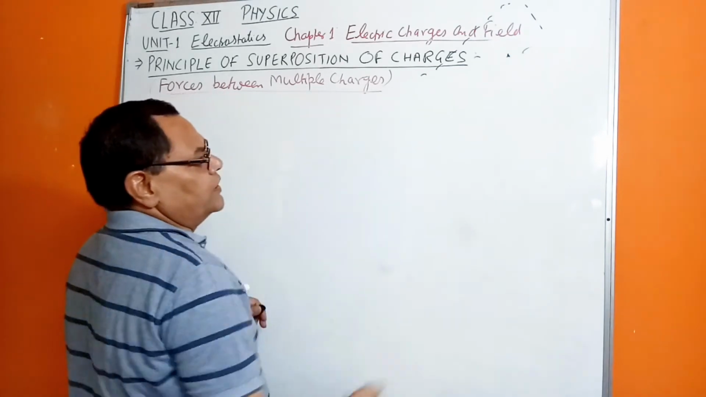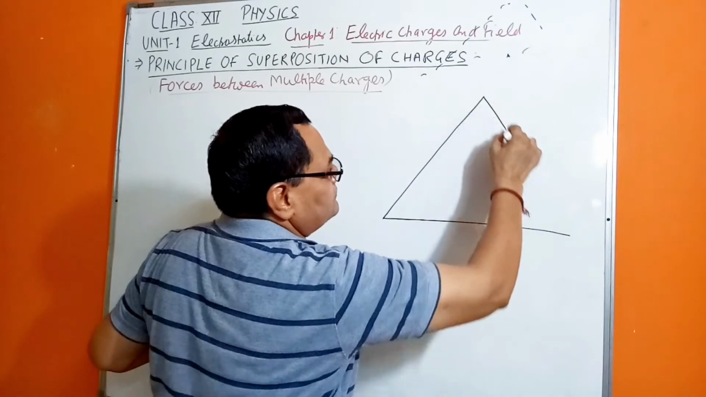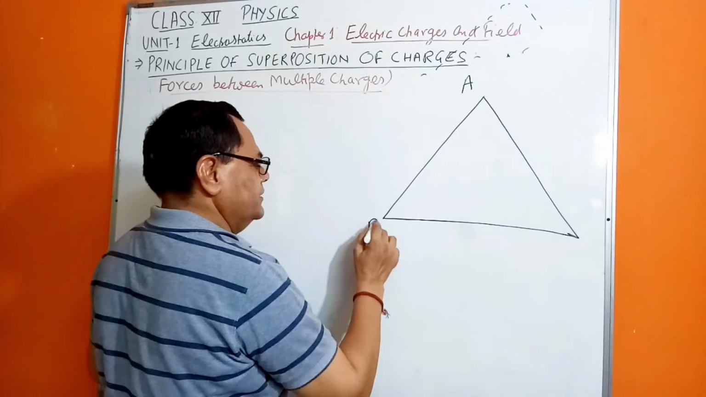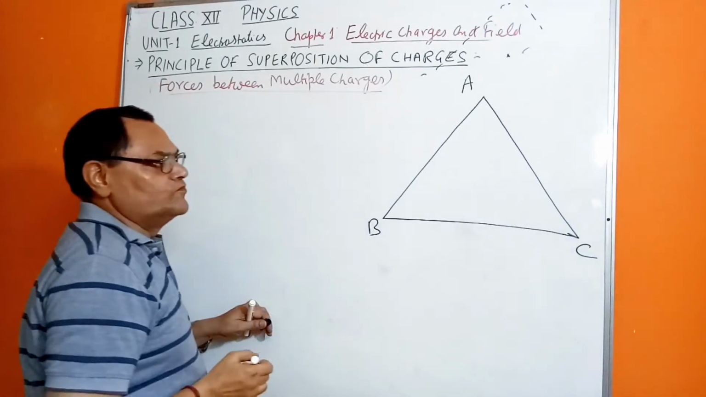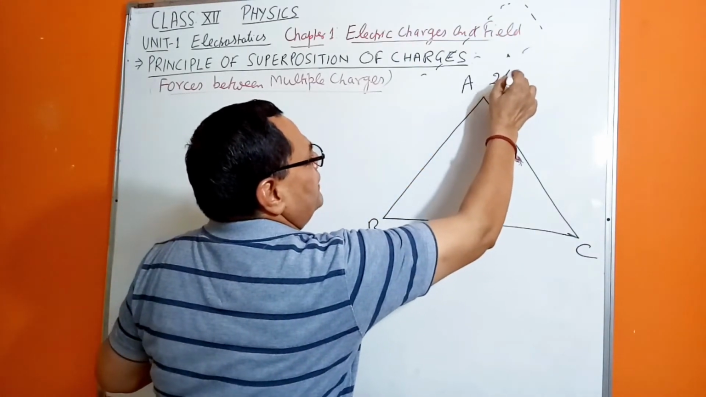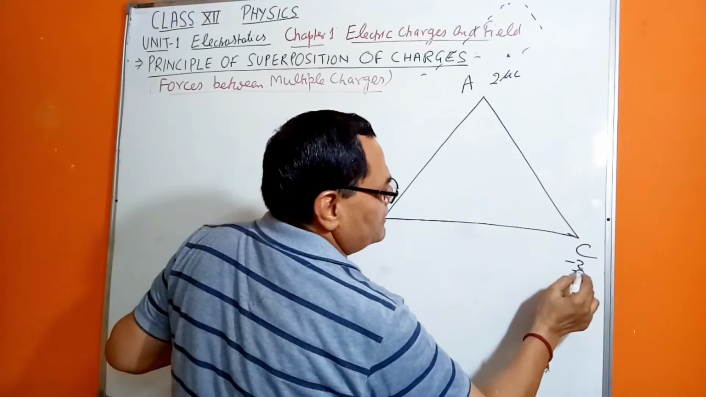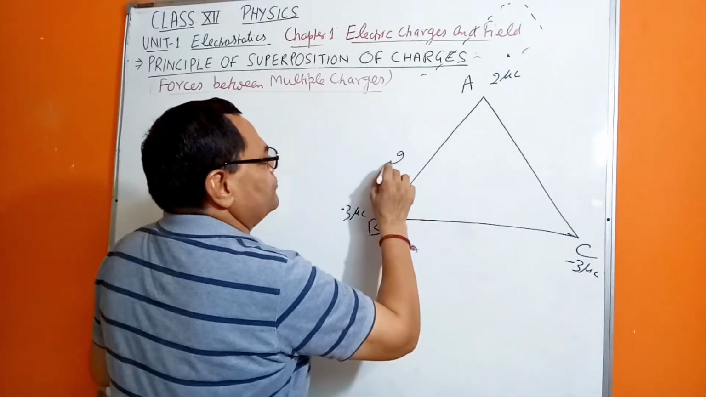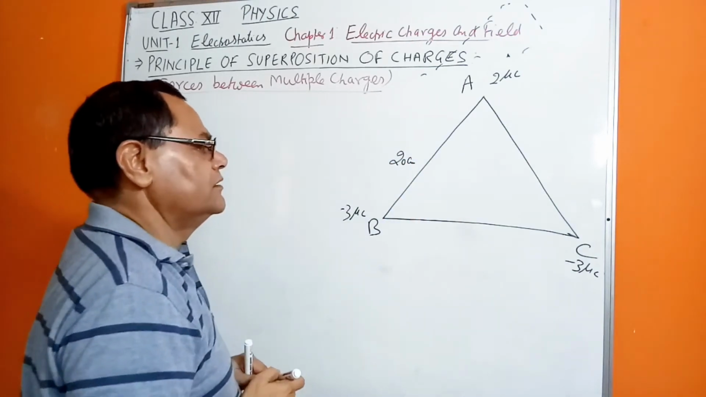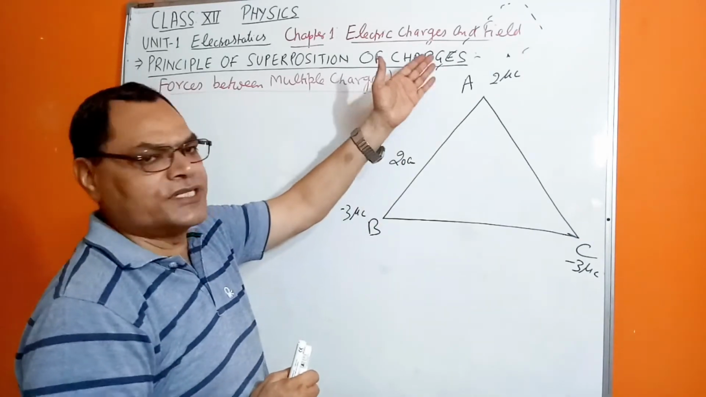Okay. So the question is, say there is a triangle. Let me put it again, A, B and C. And here is some charge, 2 microcoulomb. Here it is, say, minus 3 microcoulomb, minus 3 microcoulomb. It's an equilateral triangle, 20 centimeter each. So in this arrangement, suppose I say find the net force at A.